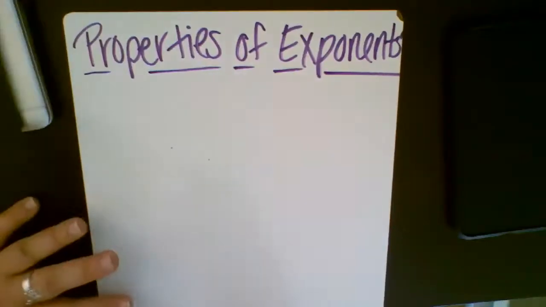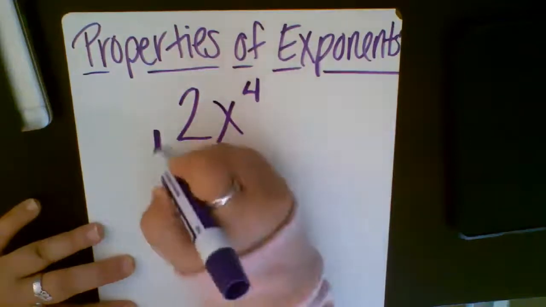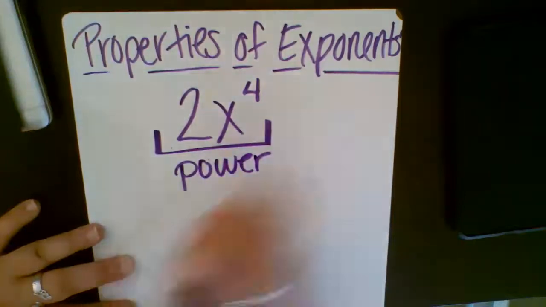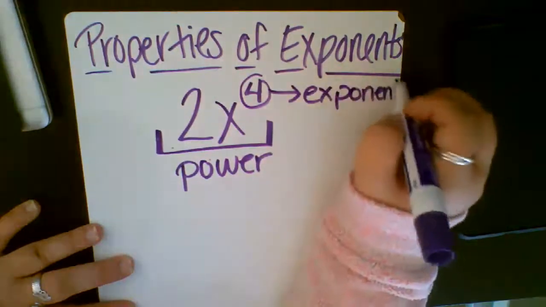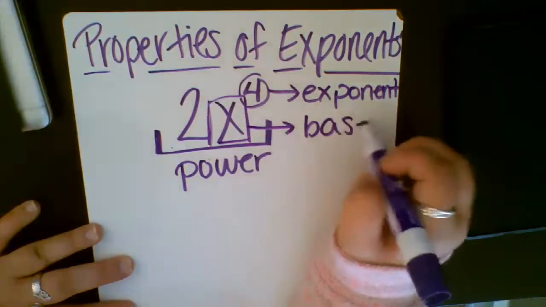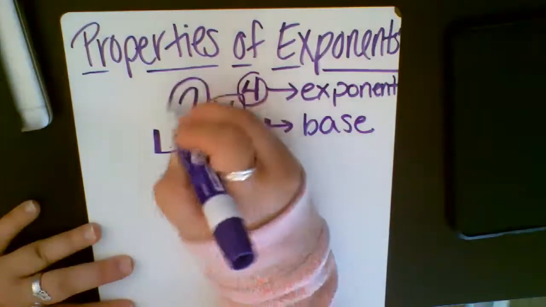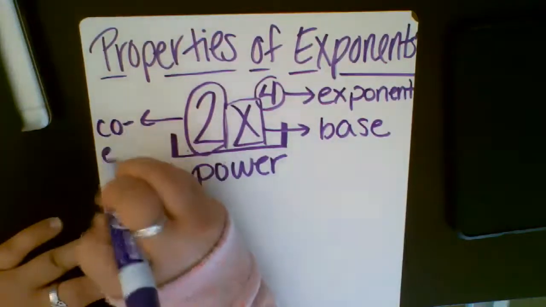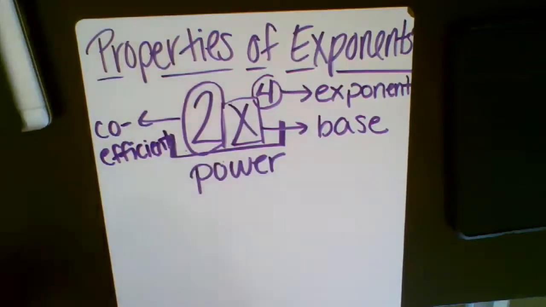All right, so first things first, if I have something like 2x to the fourth, this whole thing right here is called a power. This guy right here is called an exponent. This guy right here is called a base. The base gets raised to the exponent. And this guy right here is called a coefficient, the number attached to an exponent and a base.